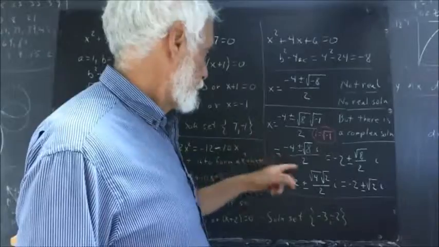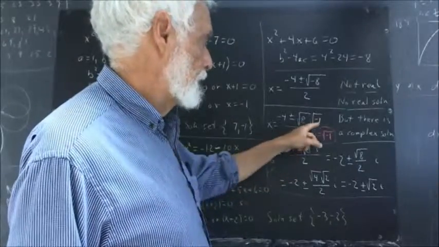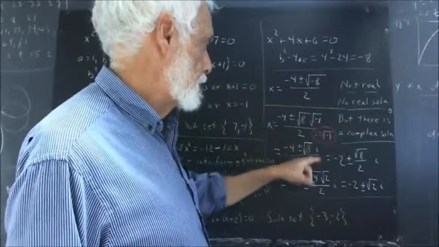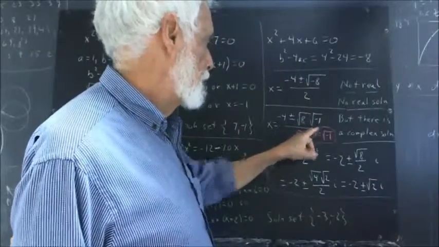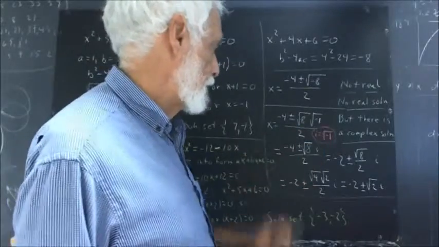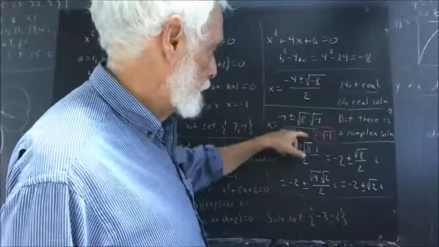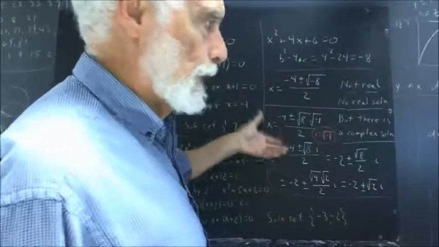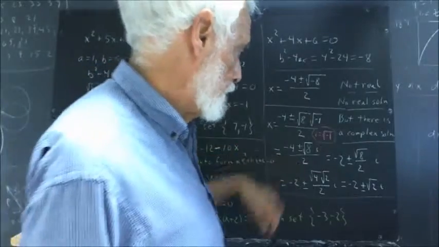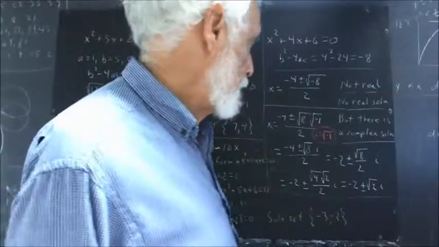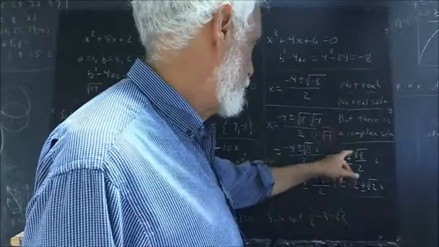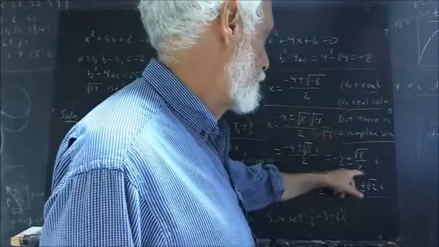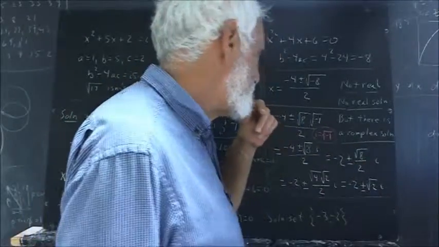So we got the square root of 8 times the square root of -1. Square root of -1 we call i, so this becomes the square root of 8 times i. So we have -4 plus or minus square root of 8 i over 2. We distribute the division by 2 over the additions and subtractions, and we get -2 plus or minus the square root of 8 over 2 times i.